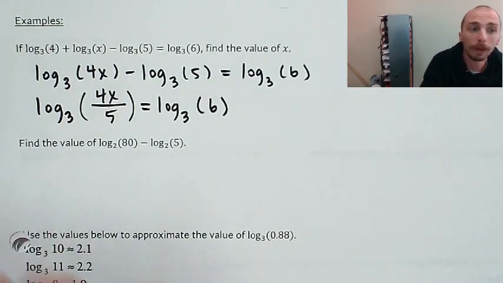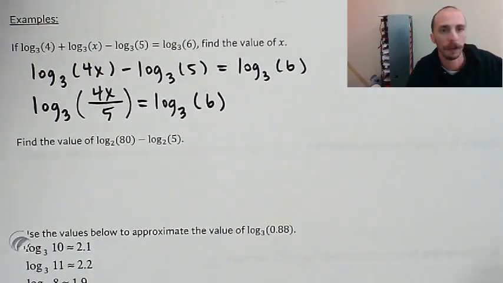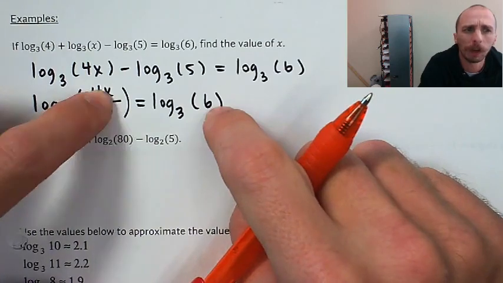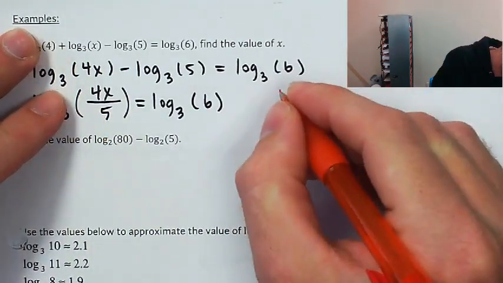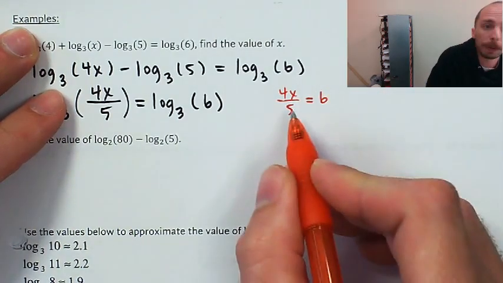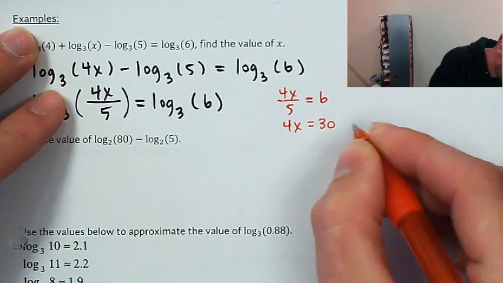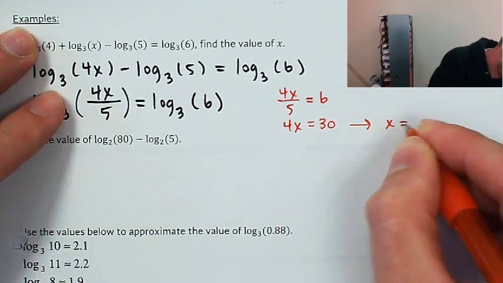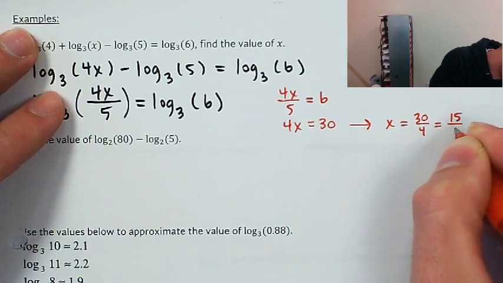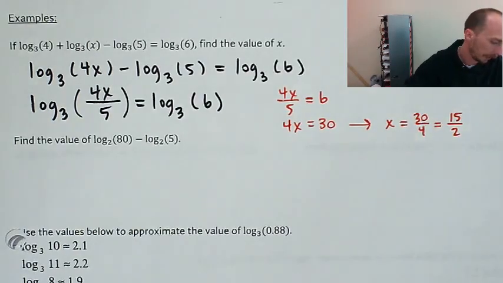Okay. Now, we haven't talked a whole lot about solving equations, but I think it is self-evident that if these two logs are equal, it's because the things on the inside are equal. So 4x divided by 5 needs to equal 6. So what I'm going to do, I'm going to start by multiplying both sides by 5. So I get 4x equals 30. And then divide both sides by 4, and I would get x was 30 divided by 4, which I could reduce if I needed to 15 over 2, or 7.5, however you like it. And that's us finding x.